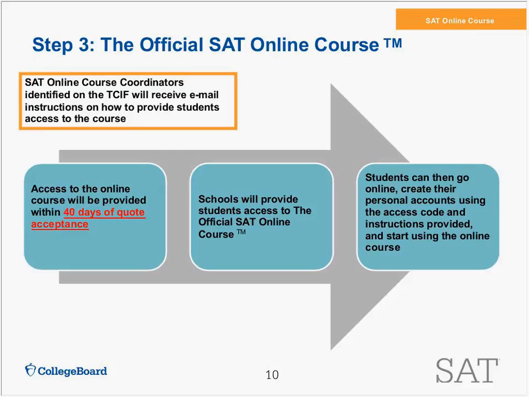So basically the responsibility for distributing the access codes and making sure that students have access to the course falls onto the SAT online course coordinator at each school. That's the person your school identified, and that person receives instructions via email on how to provide students with access to the course. Access to the online course is provided within 40 days of the quote acceptance. And the online course coordinators at each school will provide students with access to the course itself by providing them with access codes.